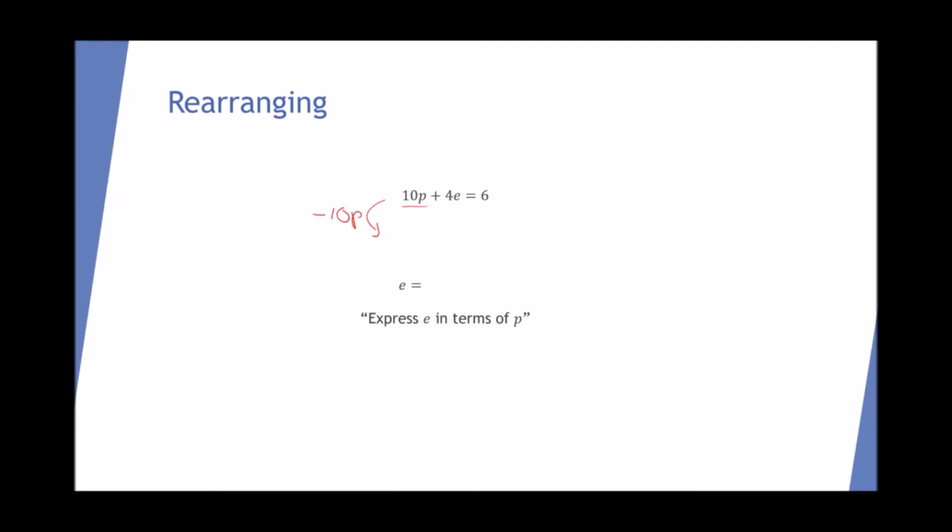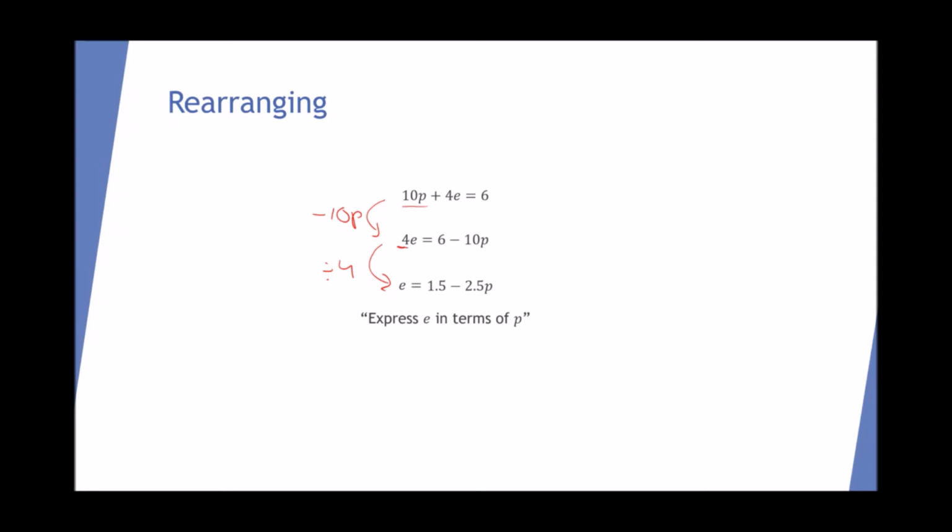We're going to be using the balance method throughout this. If we do minus 10p on both sides, we get 4e equals 6 minus 10p. Well, then we still have this 4 that's in the way, so we divide by 4 to finally get e equals 1.5 minus 2.5p. If you want more of a reminder of how this rearranging works, then you can have a look at my rearranging video. So that is the different types of equations for the line and rearranging that.